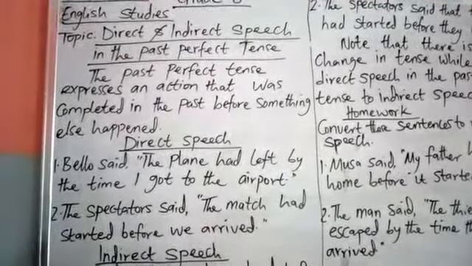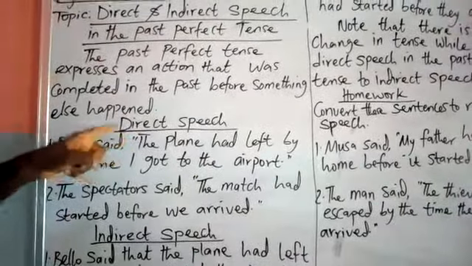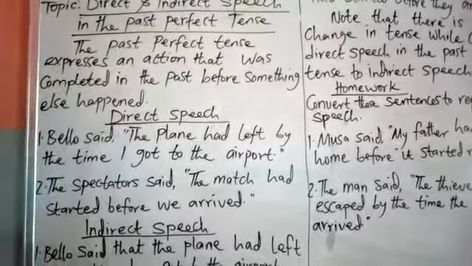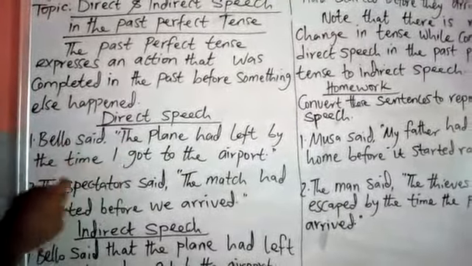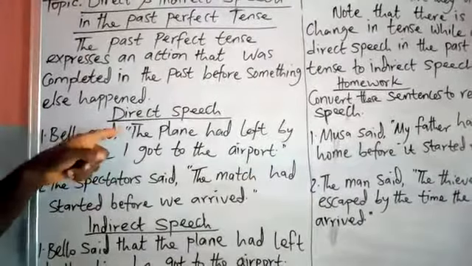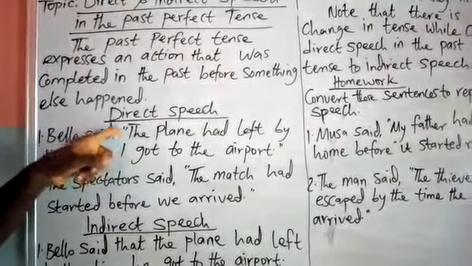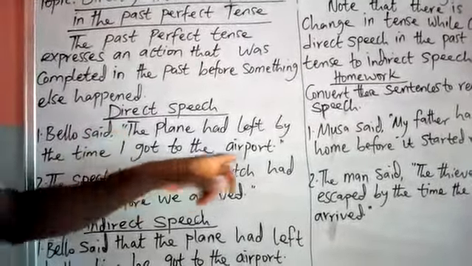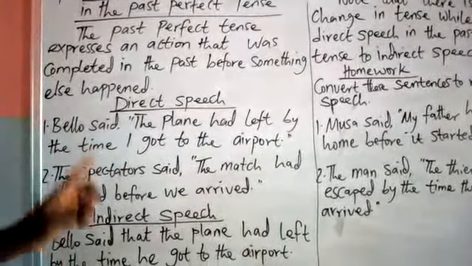All right. Now, direct speech. Let's see the example of direct speech in the past perfect tense. Number one, Bello said, "The plane had left by the time I got to the airport." You see the quotation mark, that is the starting point of the direct speech, and it must also end in quotation mark. Okay, that is number one.